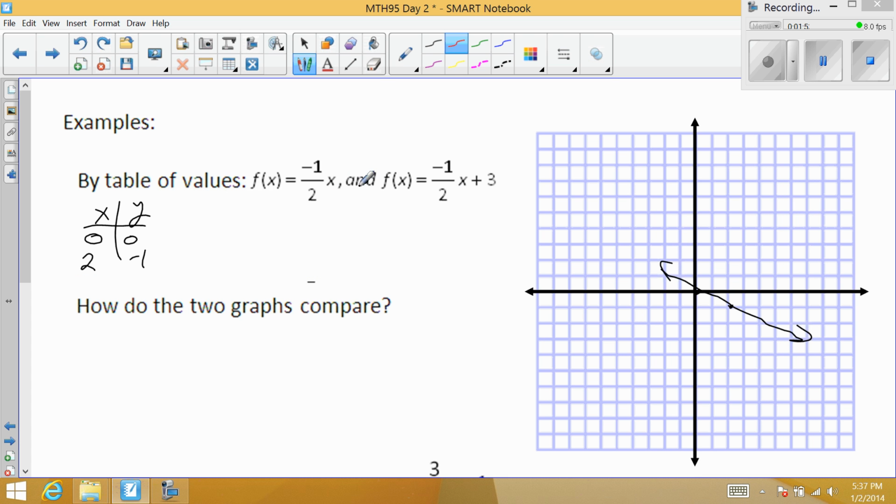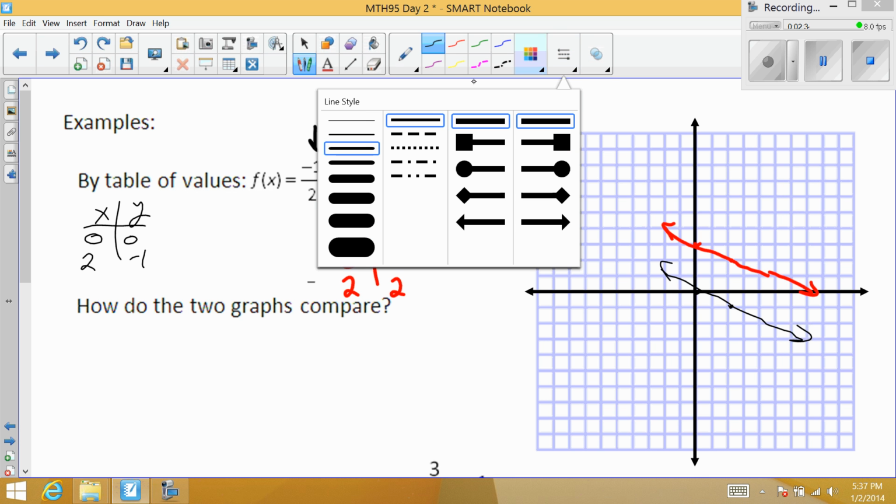On the second line here, taking the other function, again letting x be 0, negative 1/2 times 0 is 0, plus 3 would be 3. Letting x be 2, negative 1/2 times 2 again is negative 1, but negative 1 added to 3 would be 2. And then we can plot those 2 points, (0, 3) would be here, (2, 2) would be here. And again, I'll try to draw a straight line. And what we get in this particular case are 2 parallel lines, because they both have the same slope. The first line, the slope is negative 1/2, and the second line, the slope is also negative 1/2. We'll talk some more about that soon.